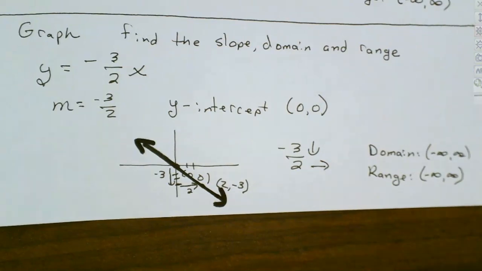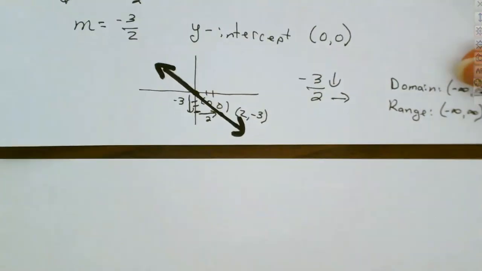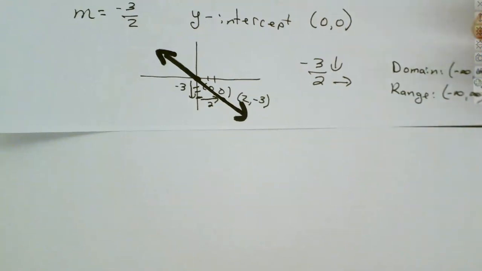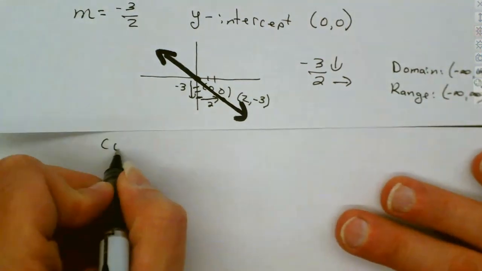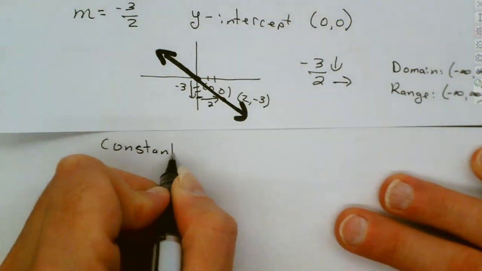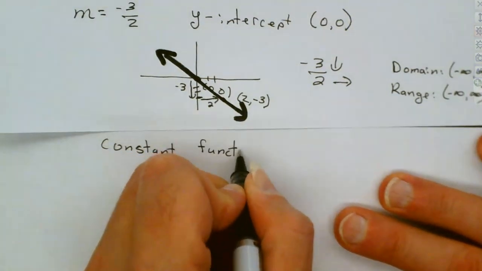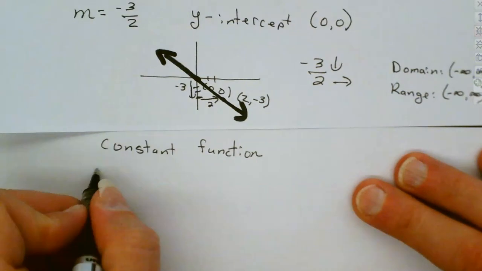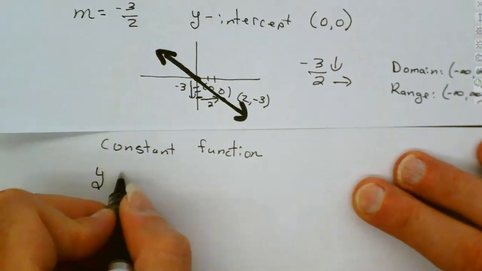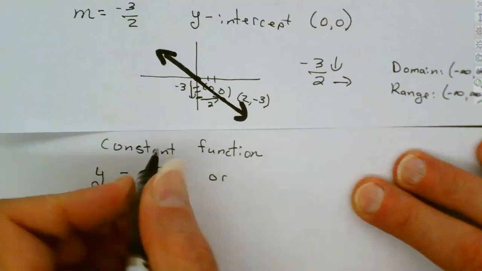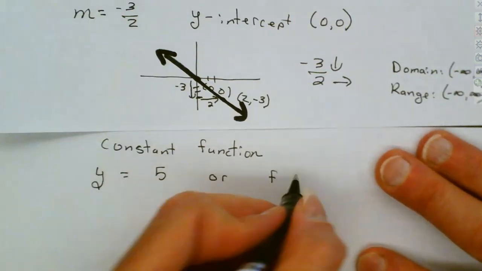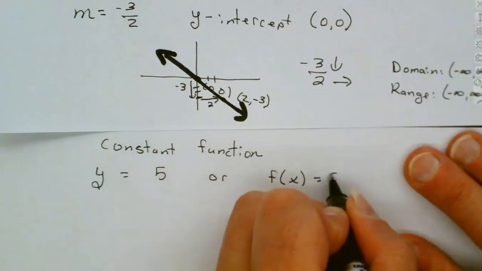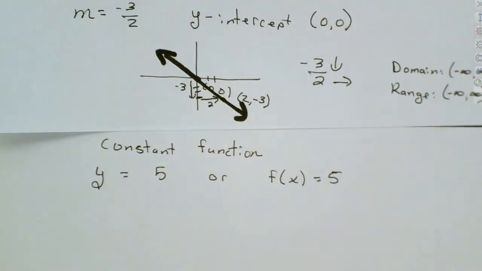Okay. One more question that we're going to look at, and that's going to be a constant function. And this one is very quick and easy too. But we do need to make sure you understand what a constant function is. Constant function. Now it can be y or it can be f of x. Okay, so these are the same thing. I just want you to see that these are the same thing. And these are called constant functions.